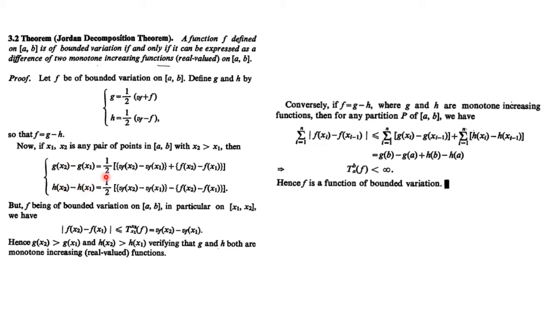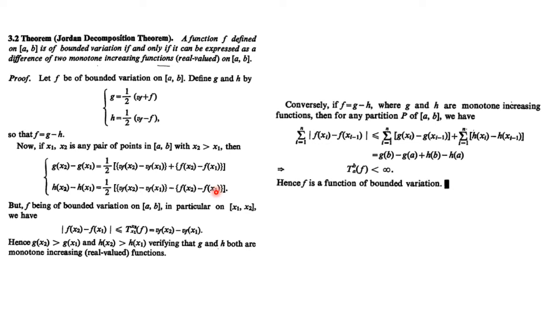Now find the value of g and h at x2 as well as at x1. So g at x2 will be half of Vf at x2 plus f at x2, and h at x2 is half of Vf at x2 minus f at x2. Now you combine the terms Vf and f. So g(x2) minus g(x1) will be this one, and h(x2) minus h(x1) will be this one.